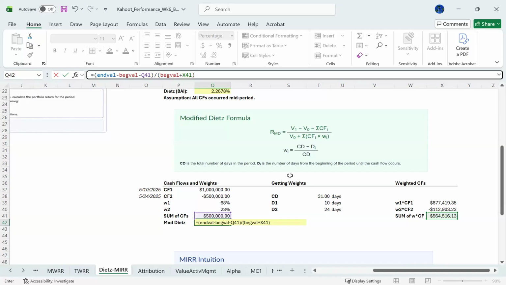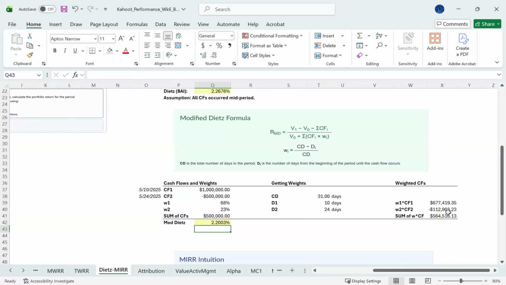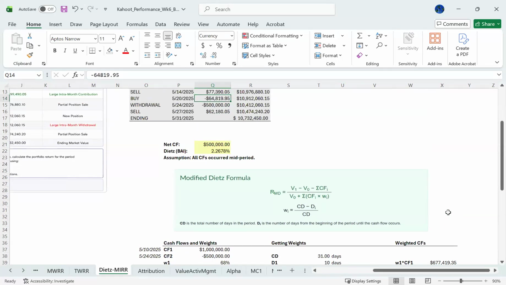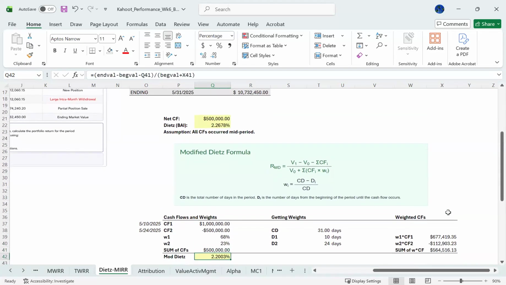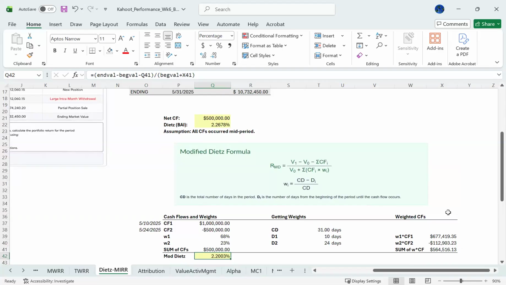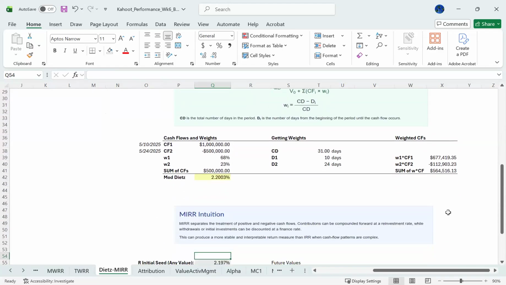And now, if you compare this formula, ending value minus beginning value, where we eliminate the net cash flow, and then we divide that by beginning value plus the sum of the weighted cash flows, that's the modified Dietz. So it's more conservative than the original Dietz. The performance comes down from 2.2678 to 2.2.